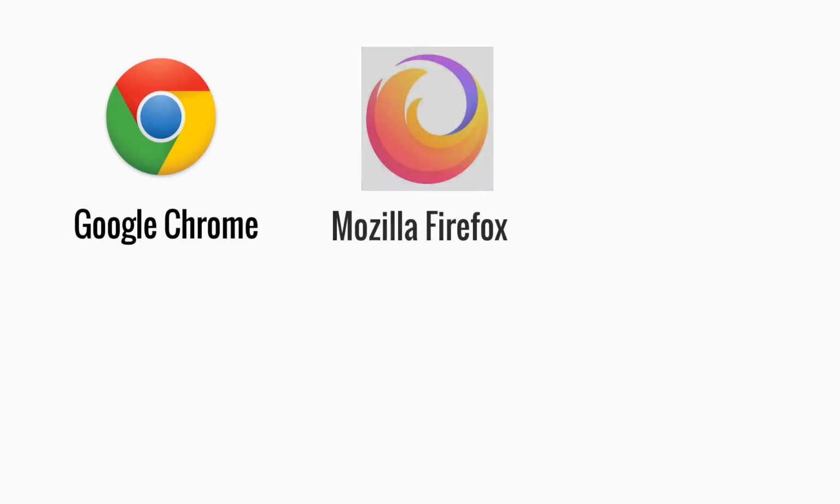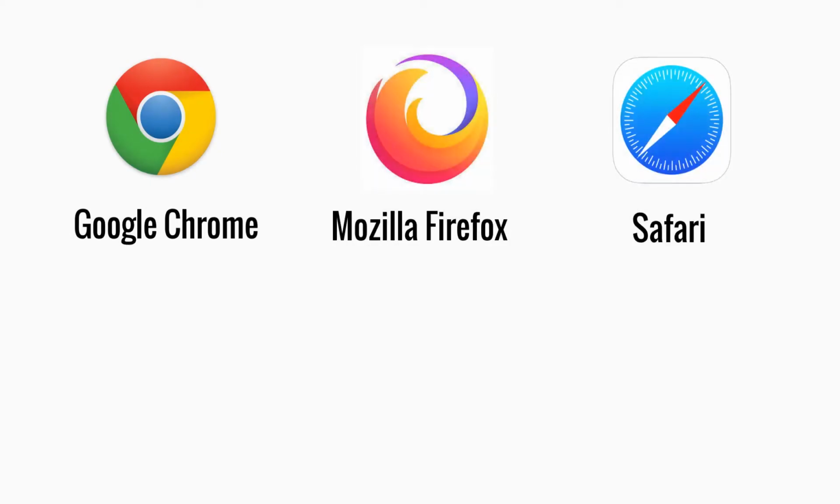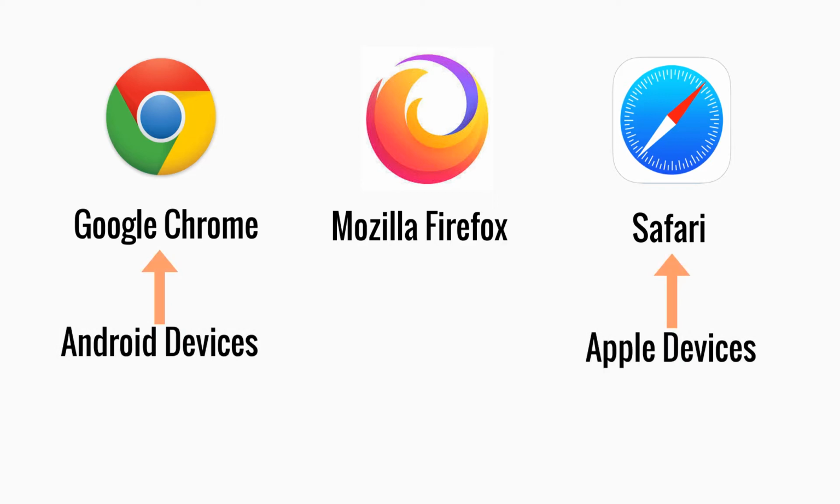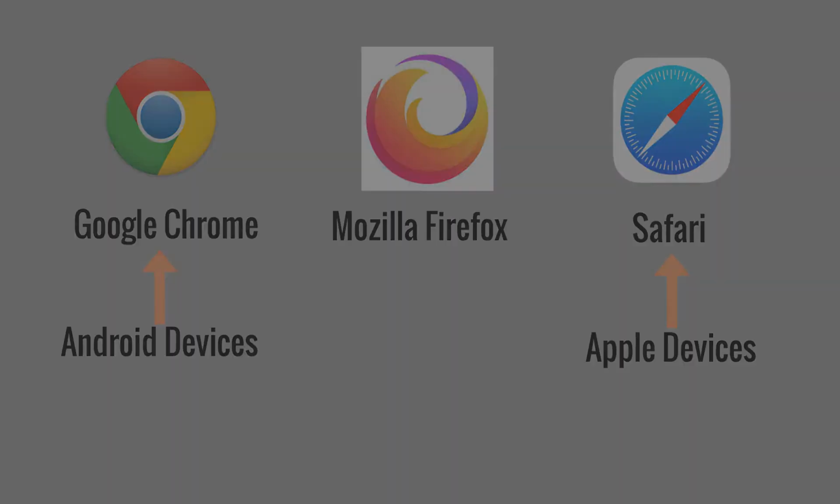Common web browsers are Google Chrome, Mozilla Firefox, and Safari. If you're using an Apple device such as an iPad or iPhone, you will be using the Safari browser, though you can get almost any web browser on any device. All tablets, phones, and computers come with a web browser, though you can obtain a different one if you desire.